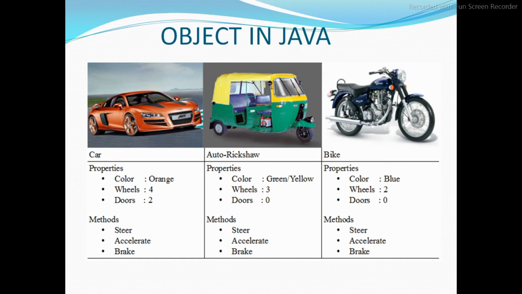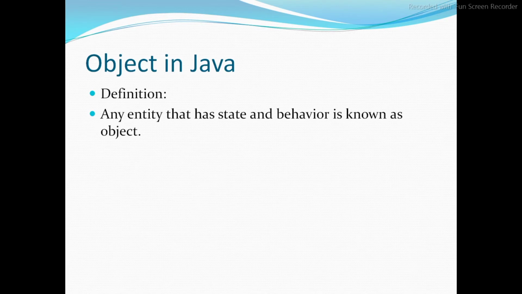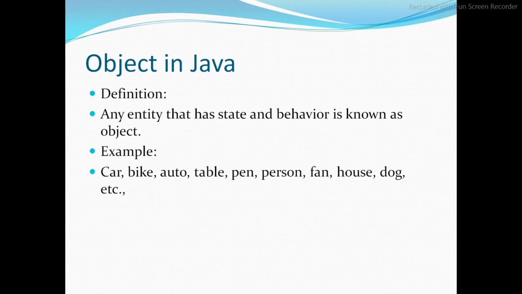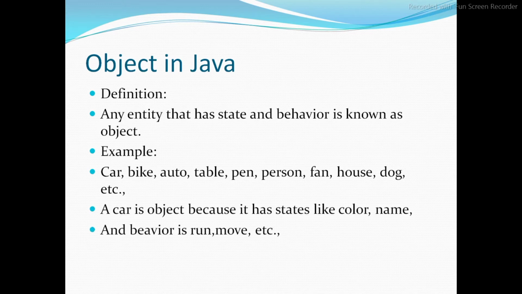The definition of object is: any entity that has state and behavior is known as an object. For example, car, bike, auto, table, pen, person, fan, house, dog are objects. A car is an object because it has states.